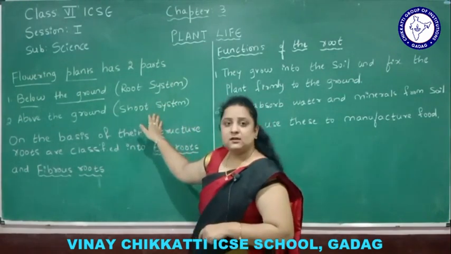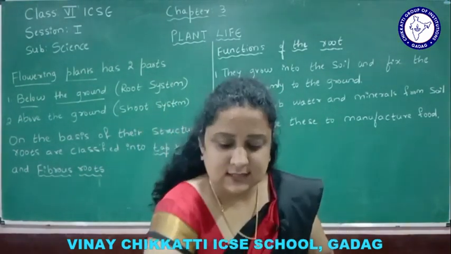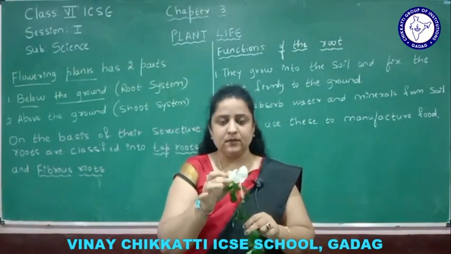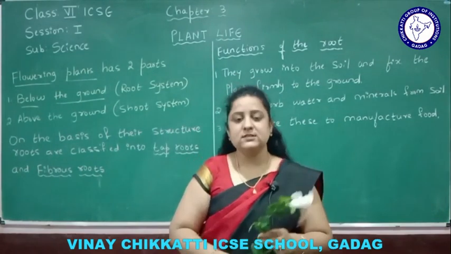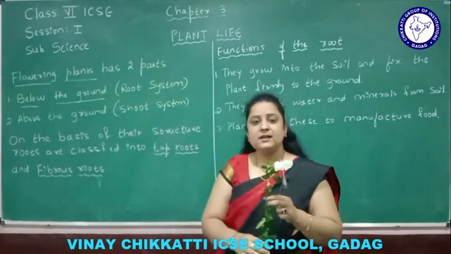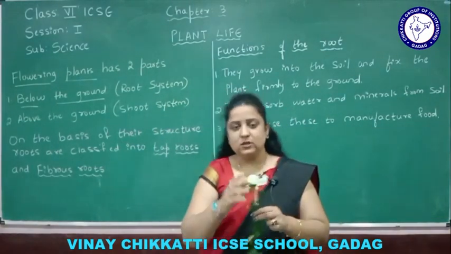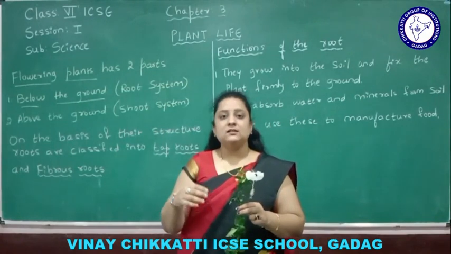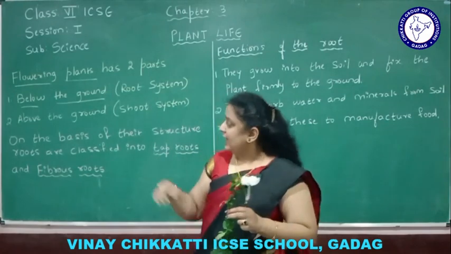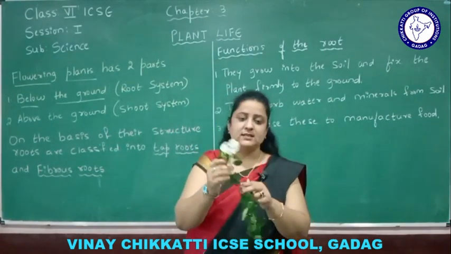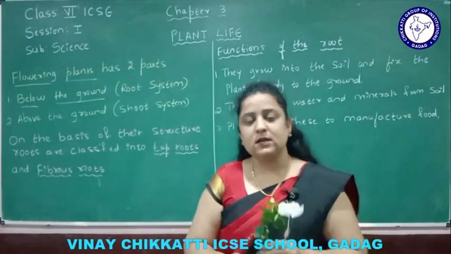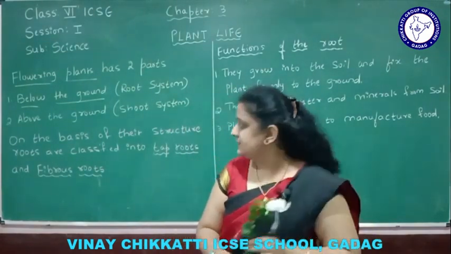What are the parts coming under the shoot system? Now as you can see in this plant, there are leaves, branches, stem, flowers, buds, fruits, etc. They all come under the shoot system. Once again, flowering plants have two parts, root system and shoot system. Roots are the non-green underground part of the plant. They are present below the ground. And the parts which are above the ground, leaves, flowers, stem, branches, fruits, buds, all come under the shoot system.